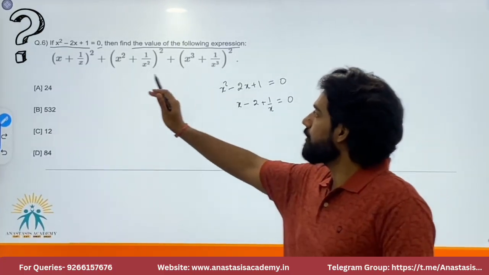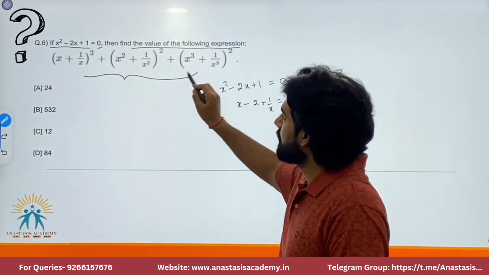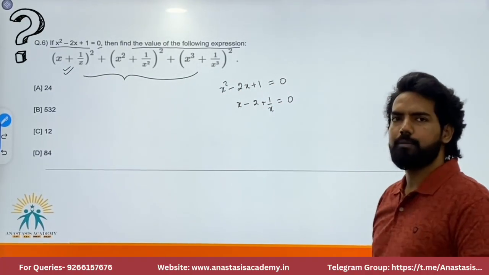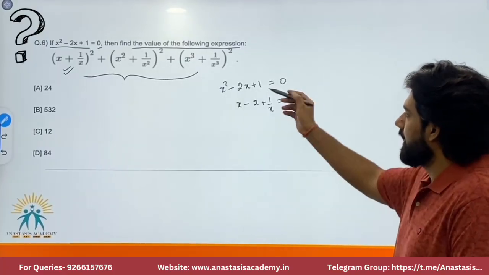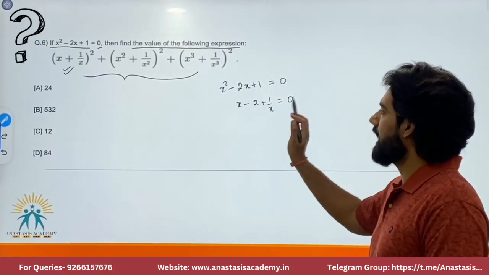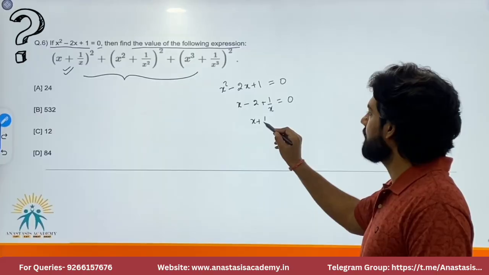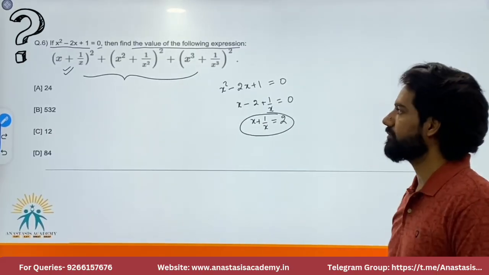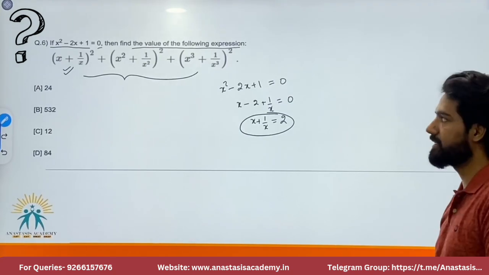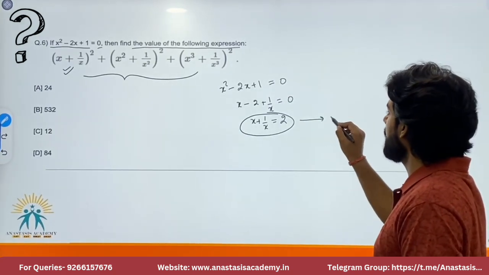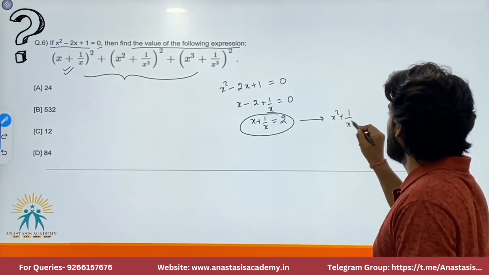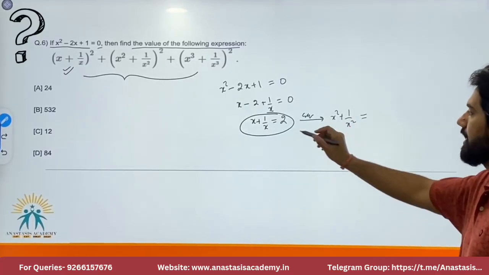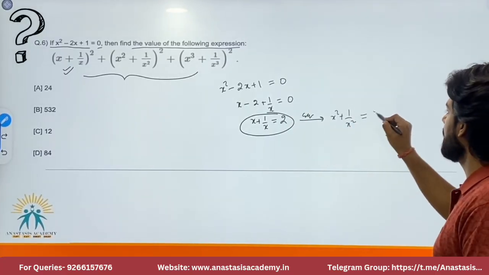Why did I divide this expression by x? Because I need to find the value of this expression, so I need to make this expression in this form, x plus 1 upon x. So I divided this expression with x to get x plus 1 upon x, which is equal to 2 from here. So now I have x plus 1 upon x. I can easily get x square plus 1 upon x square. Just squaring both sides, I get x square plus 1 upon x square is 2 square, 4 minus 2, which is 2.